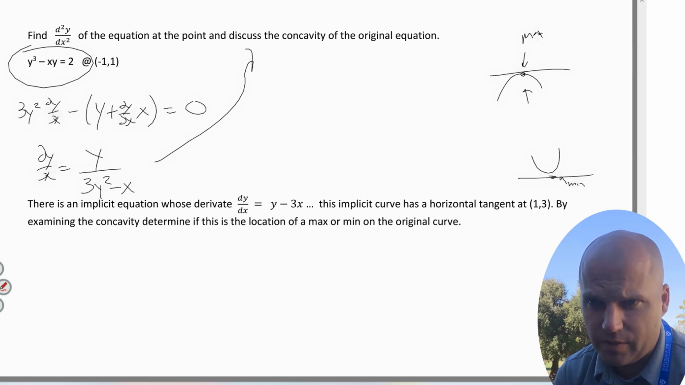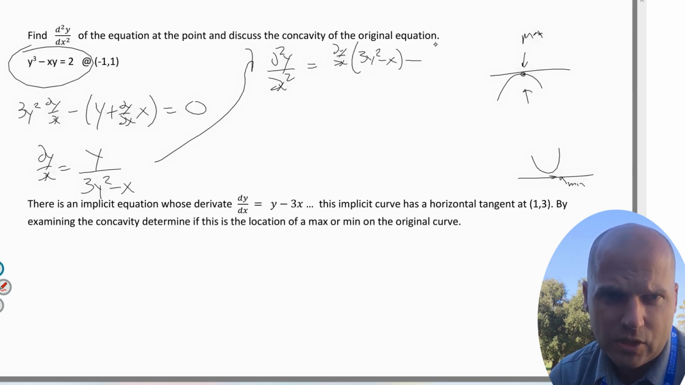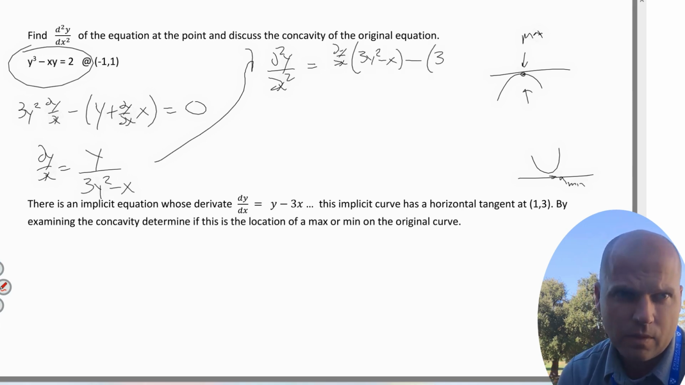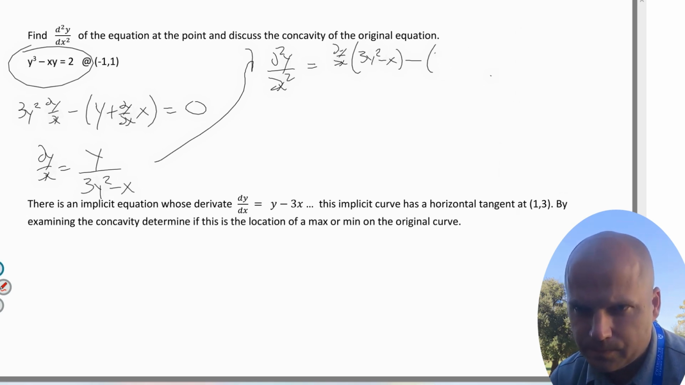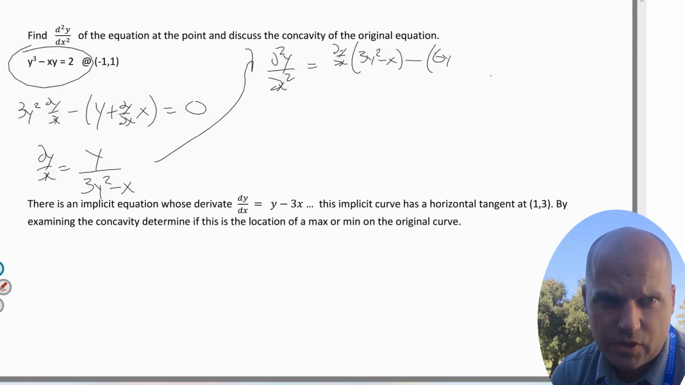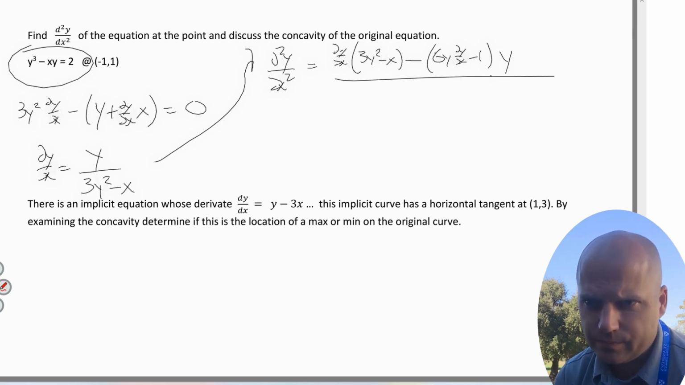I do not want to take this derivative. Slope of the top times the bottom minus the slope of the bottom. This homework's brutal. Who made this homework? I made this. Slope of the bottom, 6y dy/dx minus 1 times the top, all over the bottom squared.